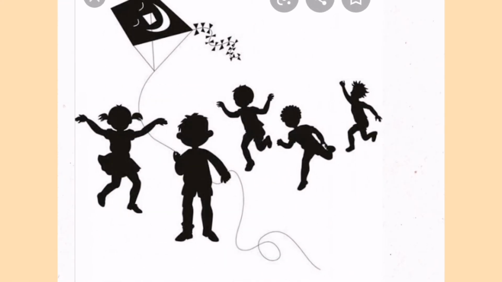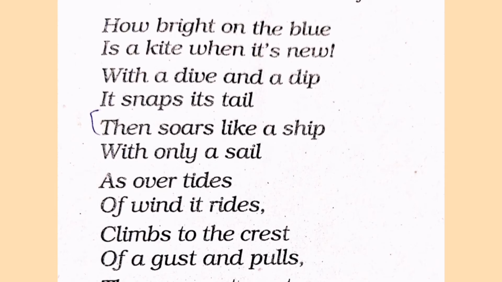Now, coming to the poem, let's read the lines first. Now, the first lines: How bright on the blue is a kite when it's new. With a dive and a dip, it snaps its tail, then soars like a ship with only a sail.